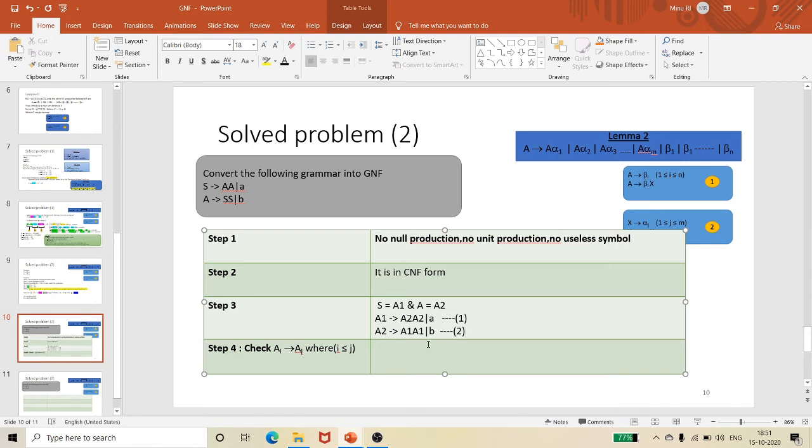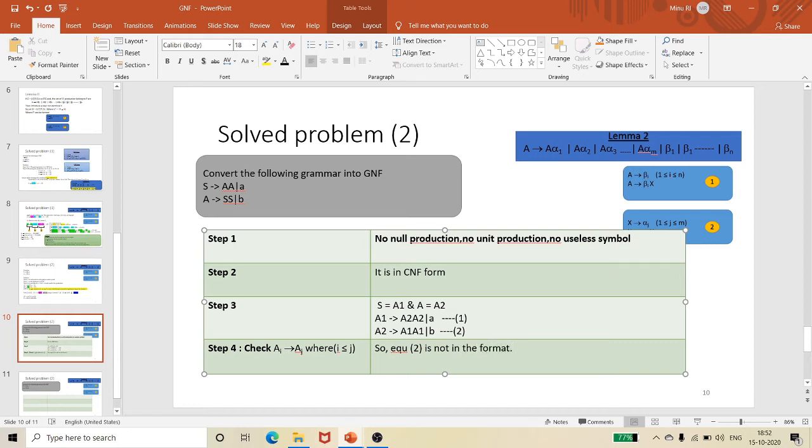Now the next step is I need to check that i and j should be such that i is less than j. So A1 gives A2, fine, but A2 gives A1 is not fine. So equation 2 is not in the format.